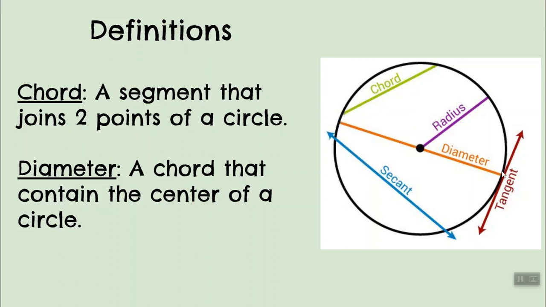The diameter is a specific type of chord. It's just a chord that happens to run through the center of the circle. That's connecting this point and this point along the edge of the circle, and it just happens to hit the center. That's just a specific type of chord. The radius is not a chord. It does not extend all the way through to the other side.